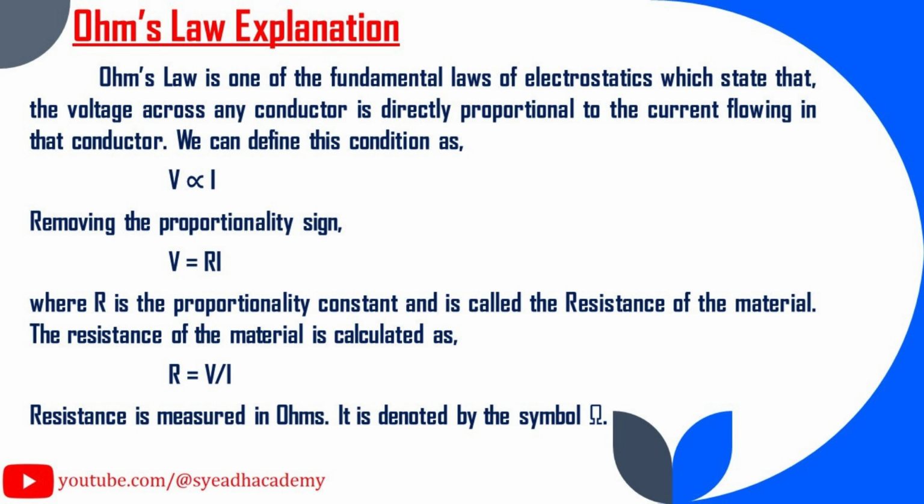Ohm's law explanation. Ohm's law is one of the fundamental laws of electrostatics, which states that the voltage across any conductor is directly proportional to the current flowing in that conductor. We can define this condition as V is proportional to I. Removing the proportionality sign, V equals IR, where R is the proportionality constant and is called the resistance of the material. The resistance of the material is calculated as R equals V divided by I. Resistance is measured in ohms. It is denoted by the symbol omega.